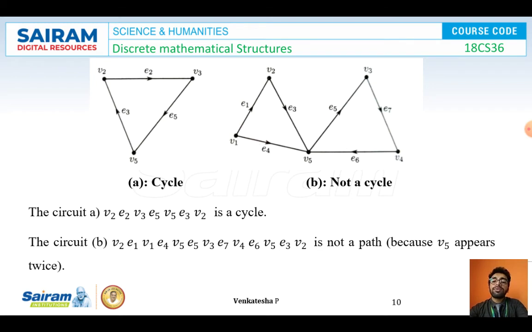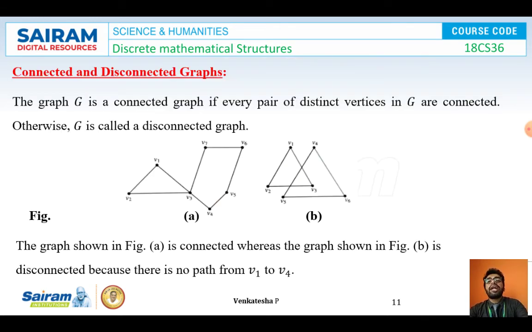Cycle and not a cycle. The circuit in the first figure v2 e2 v3 e5 v5 e3 v2 is a cycle because here v2 is not repeating anywhere in between, so it is a cycle. But you can see here v2 e1 v4 e... v1 e4 v5 e5 v3 e7 v4 e6 v5 e3 v2, so this is not a cycle because the vertex v5 is repeating here. v5 is there here also, and here also, so this circuit is not a cycle since v5 is repeating.